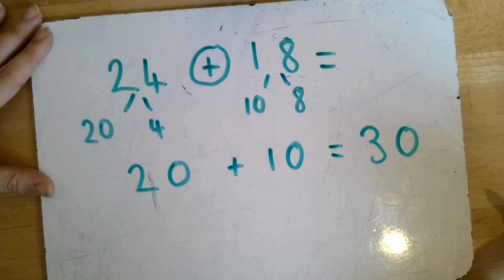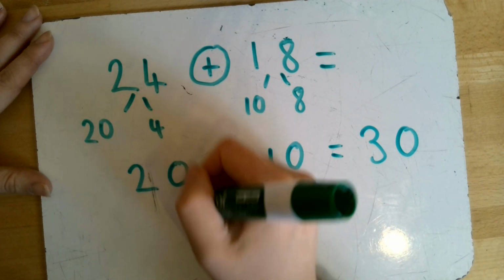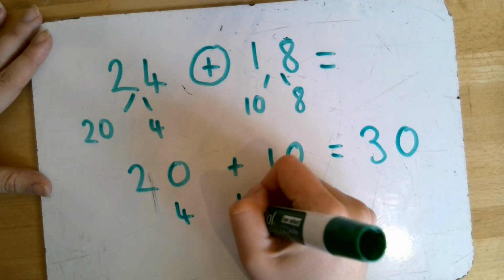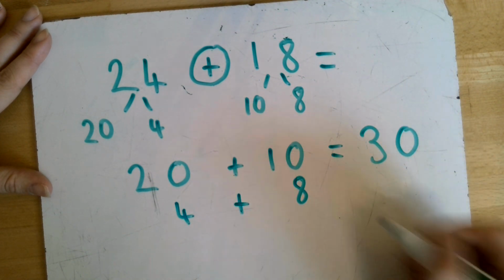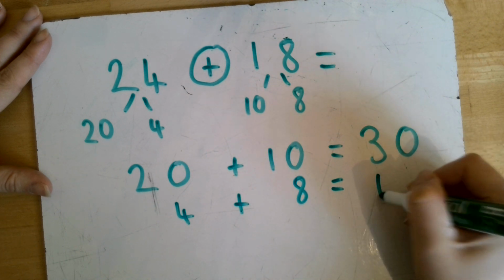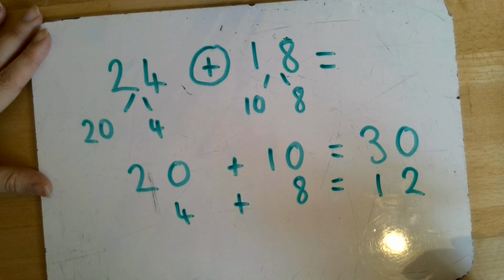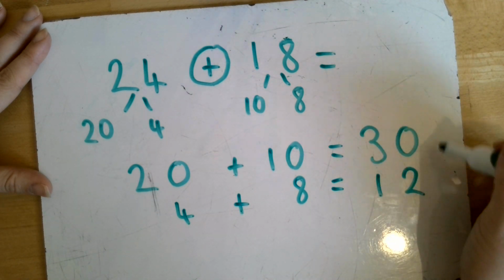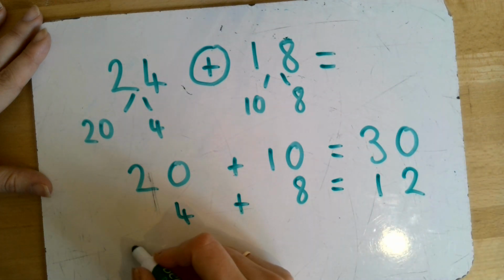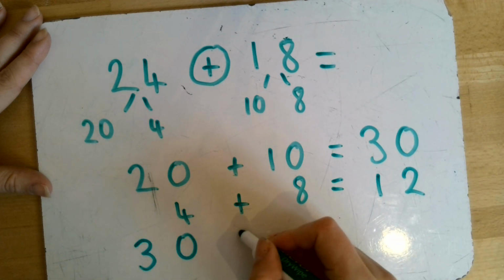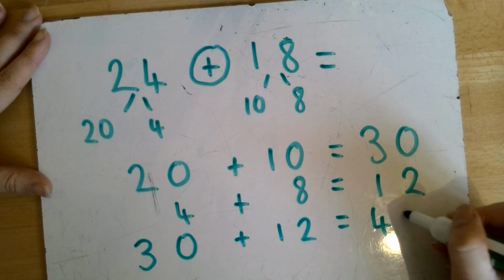Okay, I'm not done. The second thing that I need to do is add the ones. So I have 4 add 8. I know that 4 add 8 equals 12. So I've added the tens, I've added the ones, now I need to add my totals together. These are my totals here. So now I need to do 30 add 12. 30 add 12 equals 42.